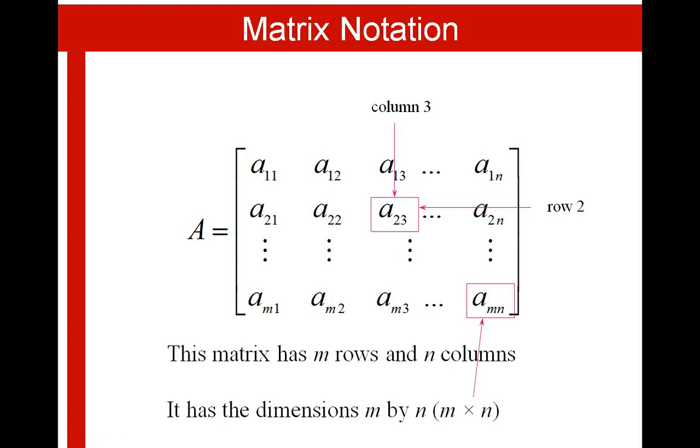And again, within the matrix notation, we notice here that A23 is an element that is located in the second row, third column, at the intersection of the second row and third column. Amn is an element of a matrix that has m rows and n columns. It has the dimensions m by n, written m times n, but pronounced m by n.